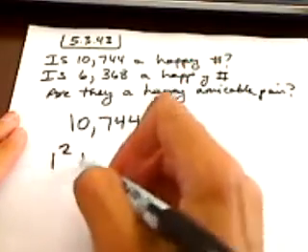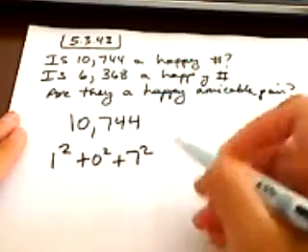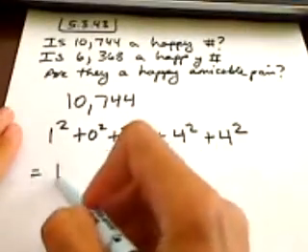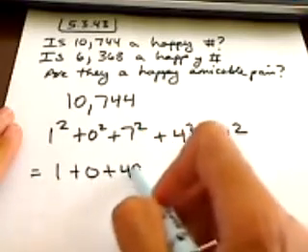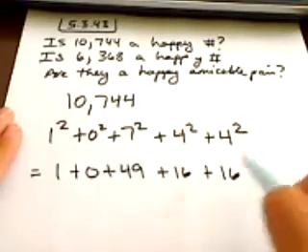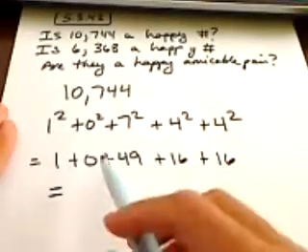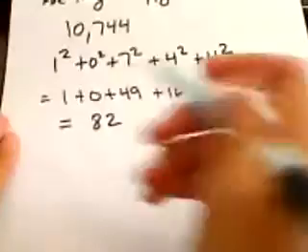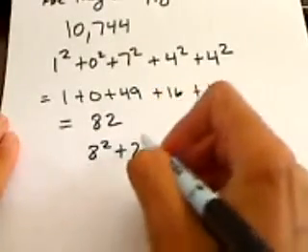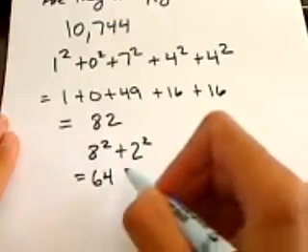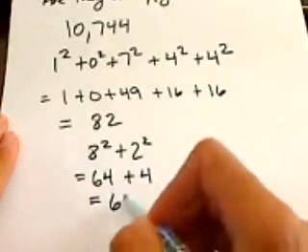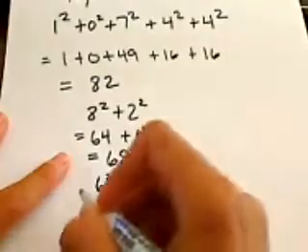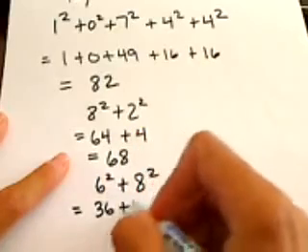So let's do the 10,744 first. Let's square each of these. Okay, so we get 1 plus 0 plus 49 plus 16 plus 16. So that is 50 plus 32, so that's 82. Okay. Then we're going to take 8 squared and 2 squared. So we get 64 plus 4. So that is 68. And let's take 6 squared and 8 squared. And we get 36 plus 64.